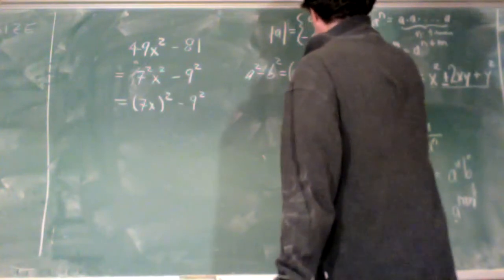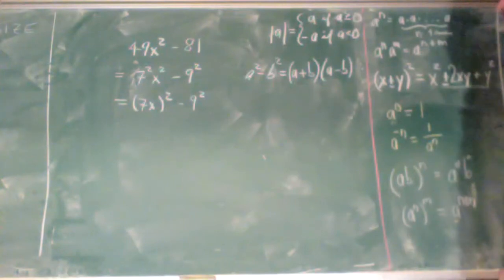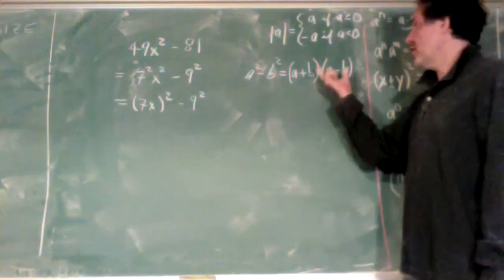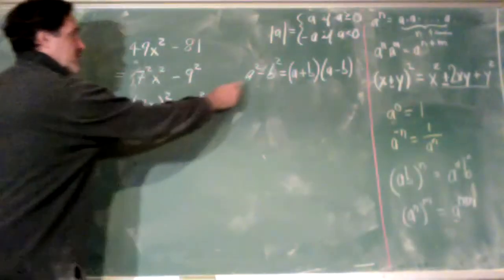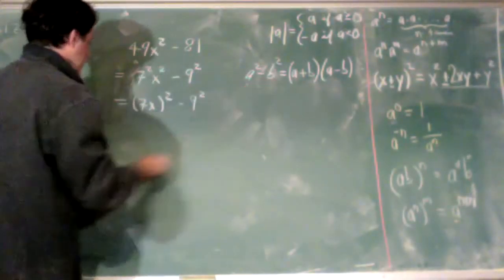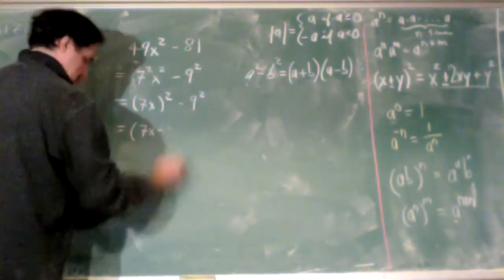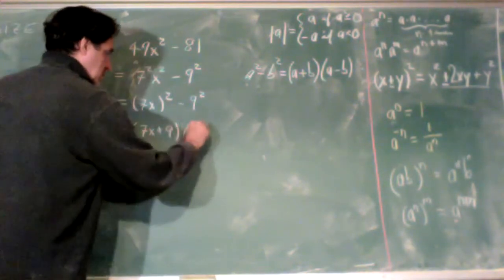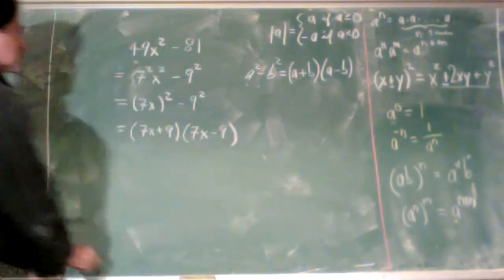And its factorization, as we've seen, is given by the quantity a plus b times the quantity a minus b. You check it by foiling. Foil this back out, you'll recover a squared minus b squared. So given that 7x plays the role of a and 9 plays the role of b, we can immediately factor as 7x plus 9 times 7x minus 9. And we're done.